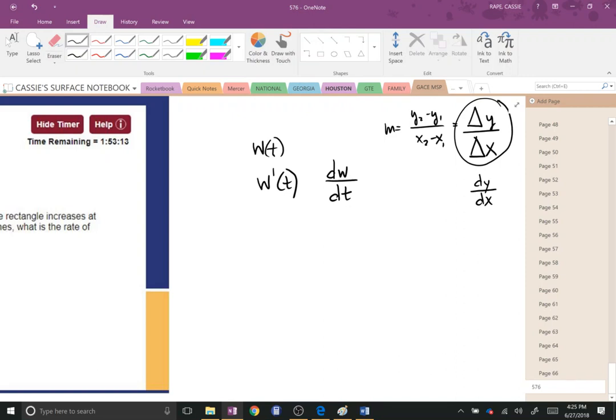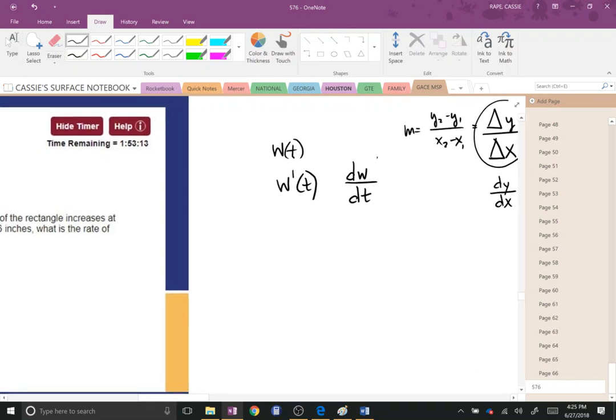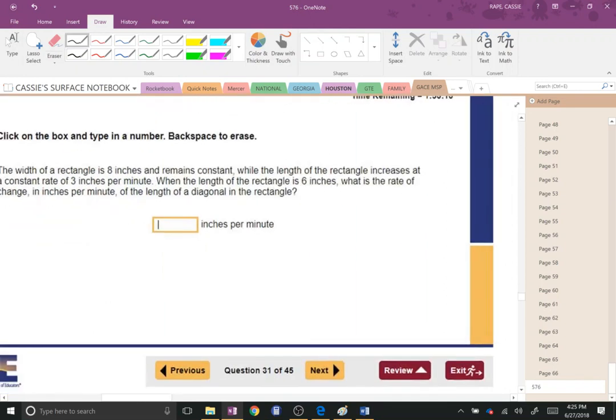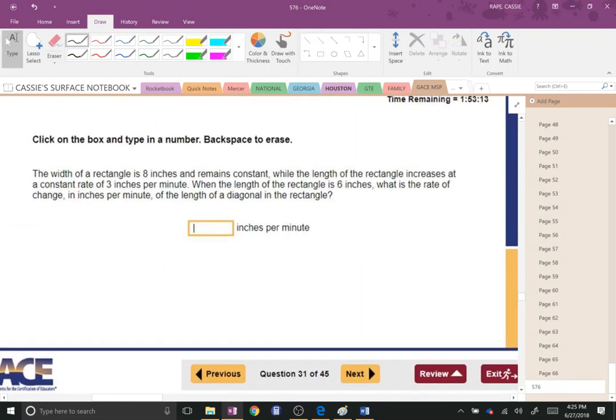And when you see dy dx, you should know that's a derivative. That's the slope. Slope means rate of change. So in calculus, when you're seeing rate of change and how one thing relates to another thing, that's the slope. So since it's w prime of t, for instance, we would write dw dt. So in a related rates problem, the first thing to do is sketch out the situation.